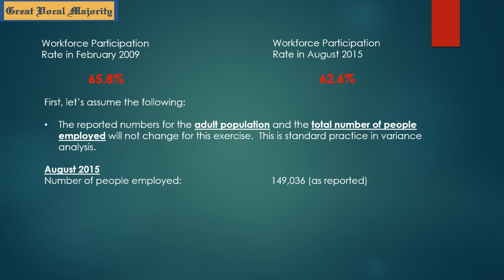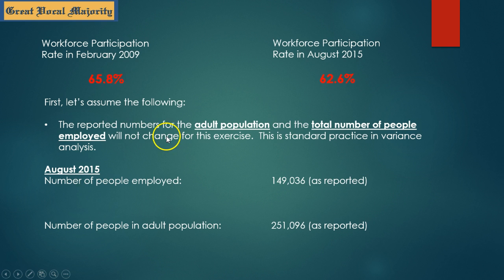So we look at the number of people employed. That was reported as 149,036,000. Next, we look at the number of people in the adult population, which was also as reported. This is part of our assumptions. That's 251,096,000.